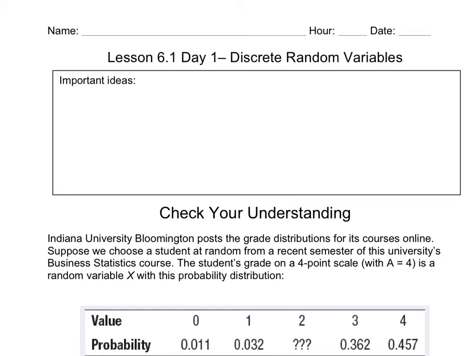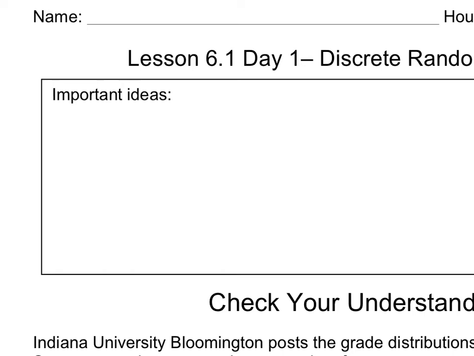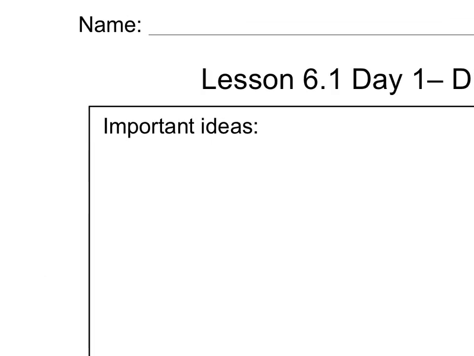Hello, welcome back. I would like to talk to you today about lesson 6.1, day 1, which is discrete random variables. This is going to be us talking about both parts of 6.1, but the first part has to do with figuring out how probability relates to making a prediction about a given set of data. What we're going to be talking about is two separate types of variables. The first is going to be a discrete random variable.